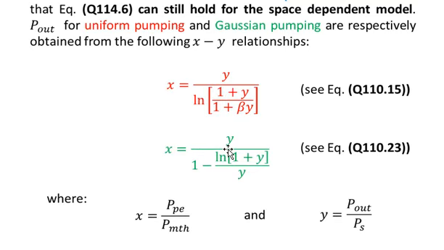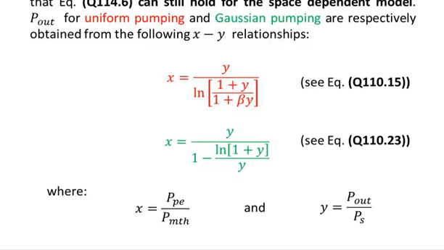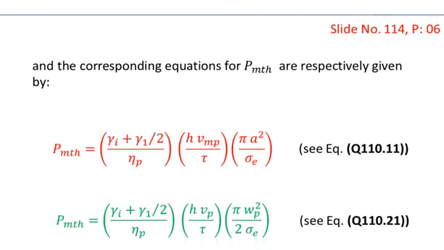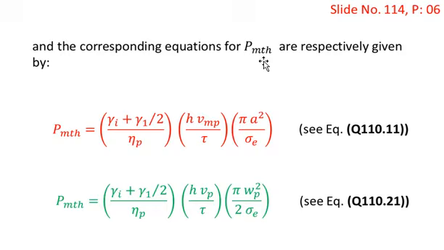We can use these relationships where x and y are given by x is equal to PPE over PM threshold and y is equal to P out over PS, where PS is the saturation power, P out is the output power, and PPE is the electrical power to the pump, and PM threshold is the minimum threshold power out from the pump. And the corresponding equations for the P minimum threshold, that is for the minimum threshold power, are respectively given by.